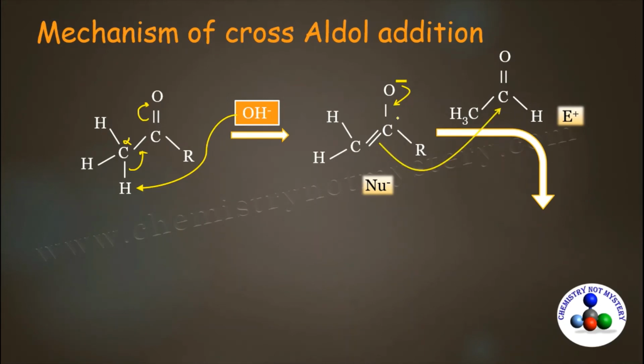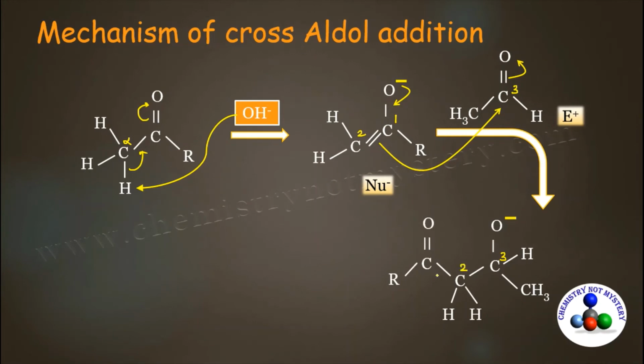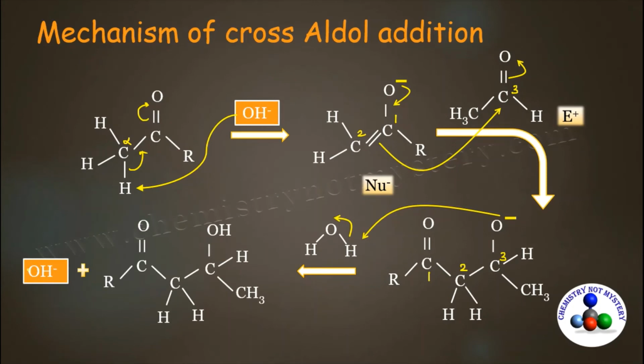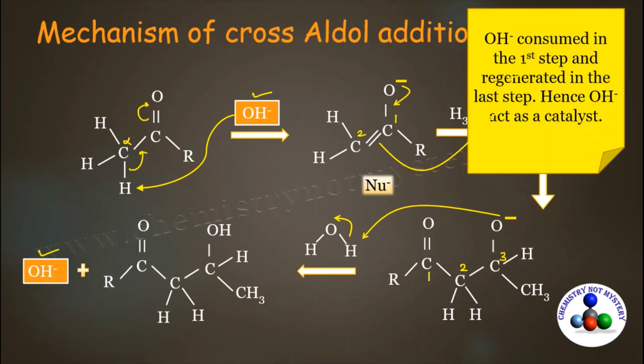So I will number it 1, this is 2, and this is 3. So this is the third carbon, and the second carbon will bond to the third carbon. So this is the second carbon and this is the first carbon. Now this anion will abstract hydrogen from the water molecule and OH minus will regenerate. OH minus that is consumed in the first step is regenerated at the last step. That's why OH minus acts as a catalyst in this reaction.